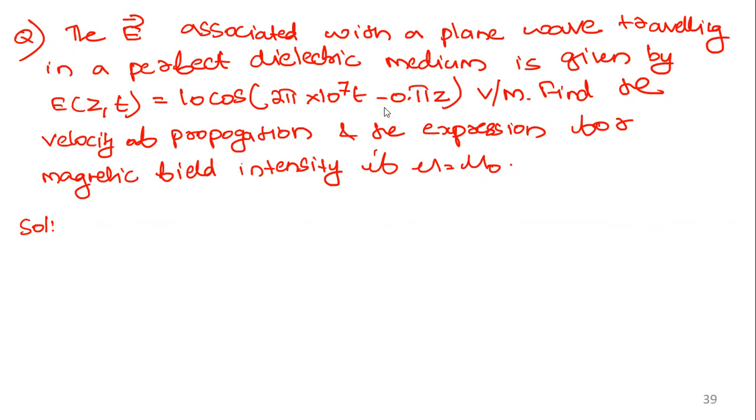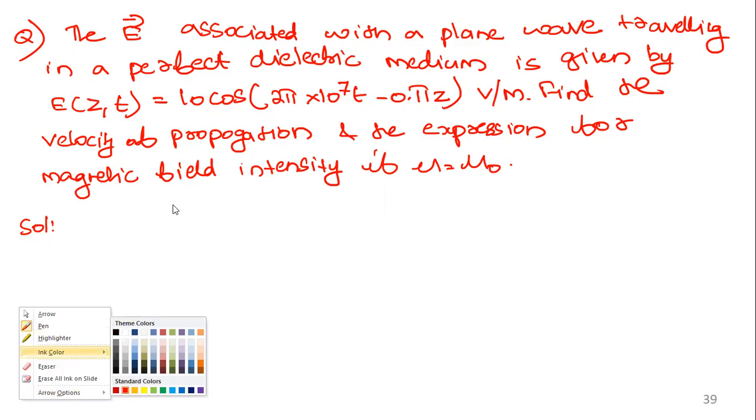Minus beta z means what? Minus means it is propagating along the plus z direction. We have studied that. Find the velocity of propagation and the expression for the magnetic field intensity, where mu is equal to mu naught. That is the question.